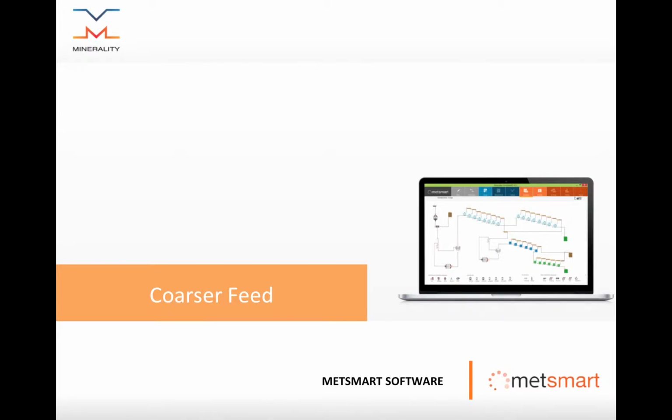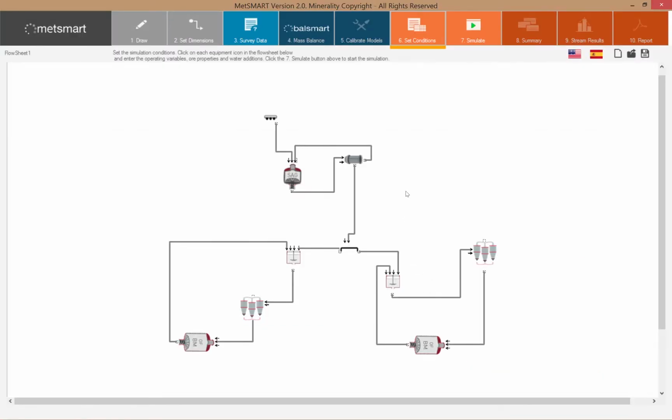In this example exercise, we will see the effect of a coarser feed size on the feed belt to a SAG mill. So this plant has already been calibrated. Previously we entered survey data, performed a mass balance, and then calibrated the models.